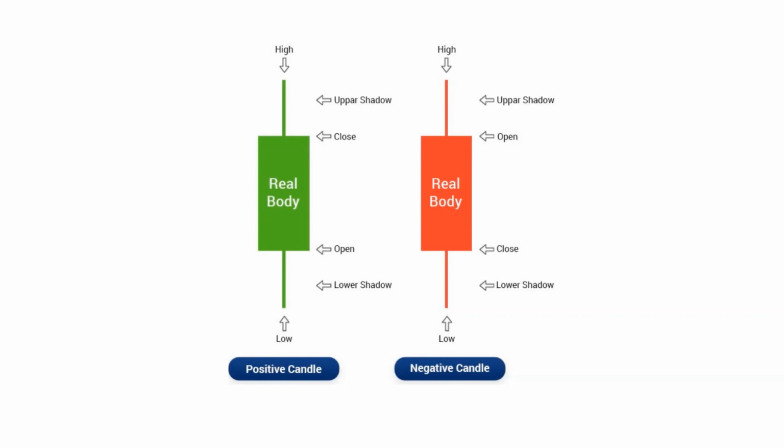Second, when a trader is buying, it should be in white or green candle. Similarly, if a trader is short selling, it should be in black or red candle.